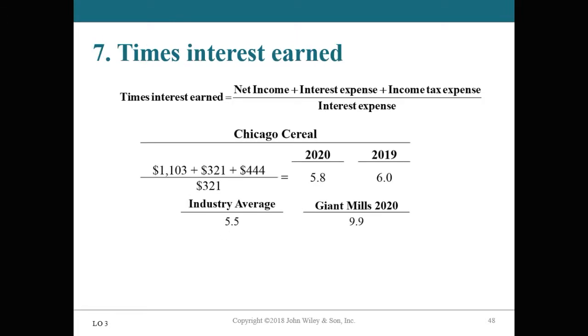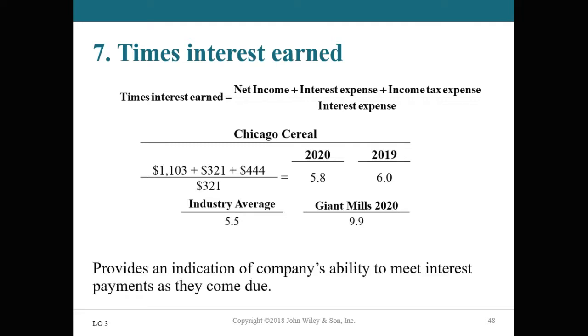Times interest earned, which is also called the interest coverage ratio, indicates a company's ability to meet interest payments as they come due. It's computed by dividing the sum of net income, interest expense, and tax expense by the interest expense itself. It provides an indication of whether or not the company is going to be able to meet interest payments as they come due.